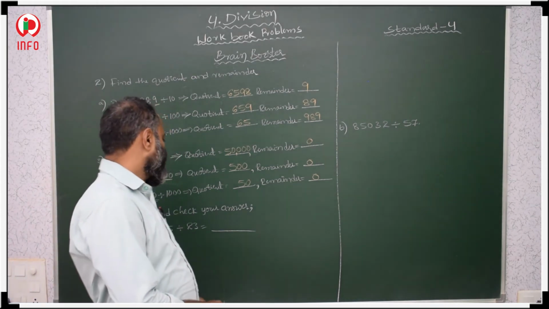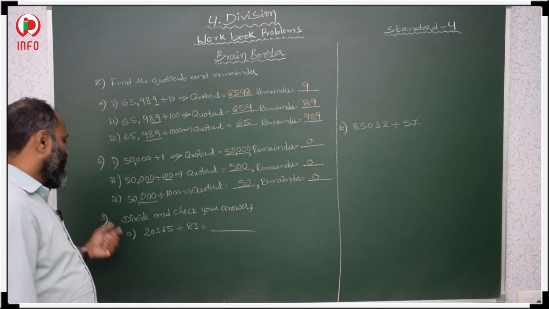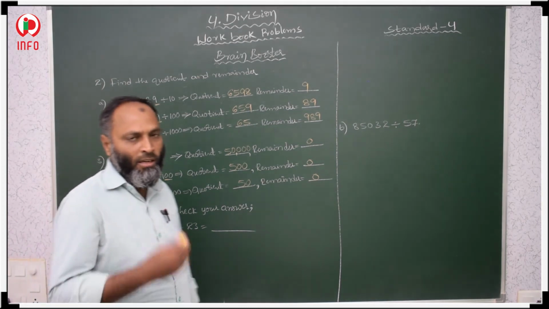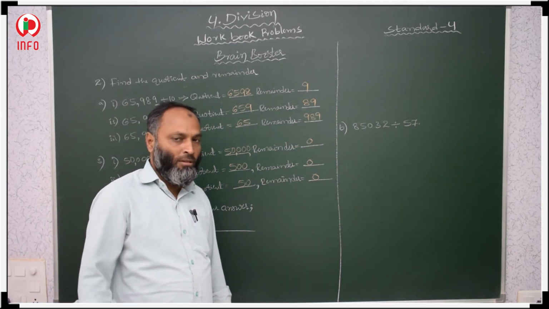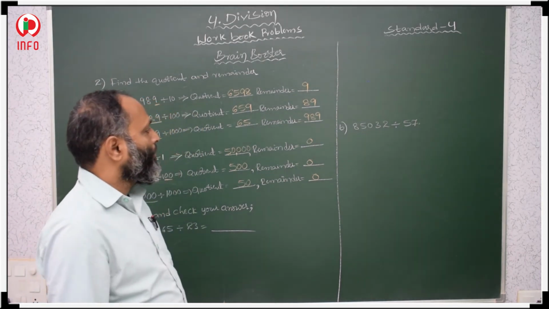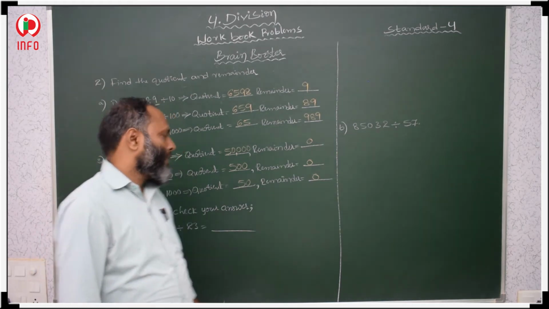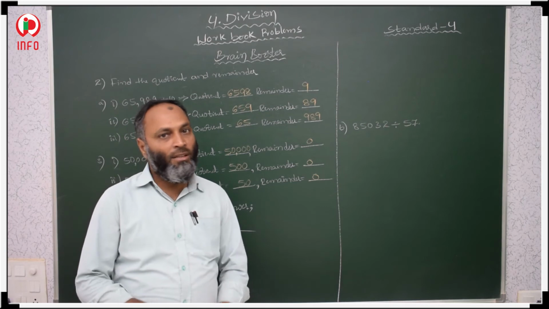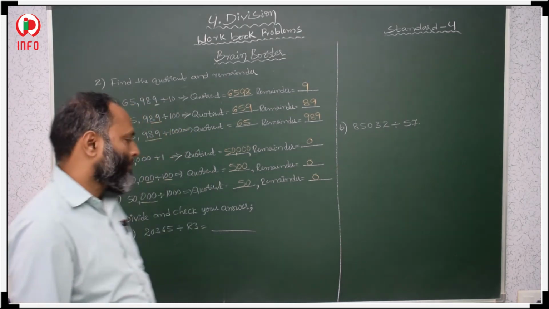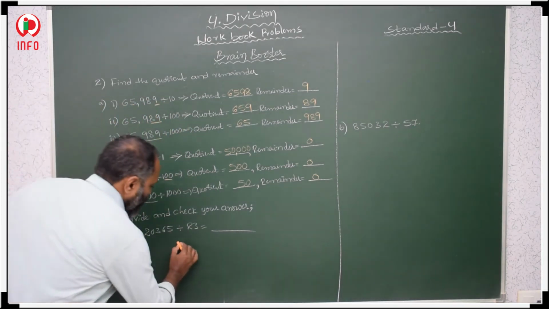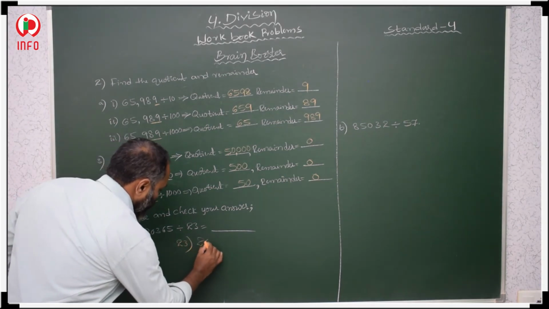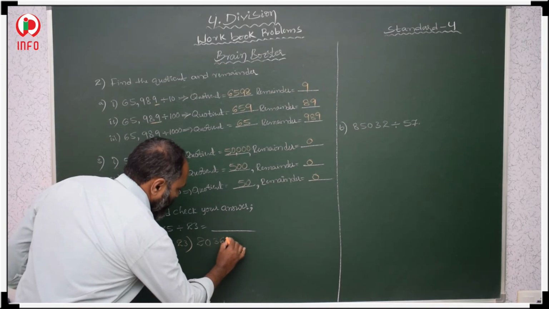Okay. Now, third, divide and check your answer. So these questions we did from textbook, in workbook, and also in Brain Booster 3 questions are given. Here we are going to do 2 sums and more. 1 sum is left that you do as your assignment. Okay. Now here 23 divides 20,365.